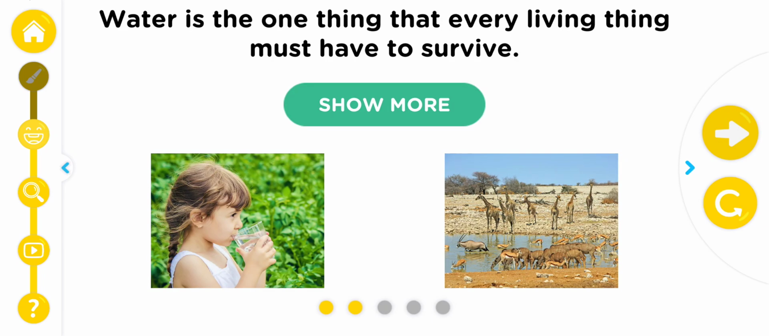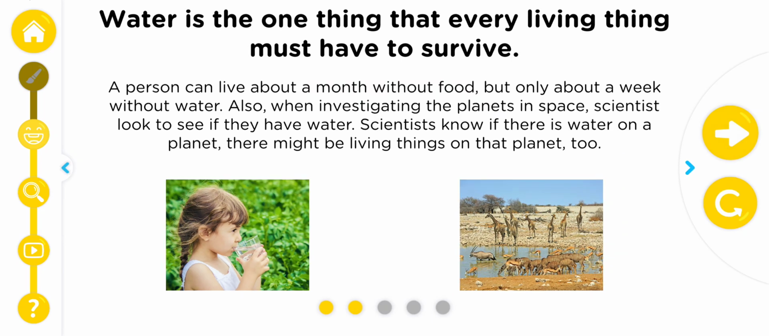Water is the one thing that every living thing must have to survive. A person can live about a month without food, but only about a week without water. Also, when investigating the planets in space, scientists look to see if they have water. Scientists know if there is water on a planet, there might be living things on that planet too.